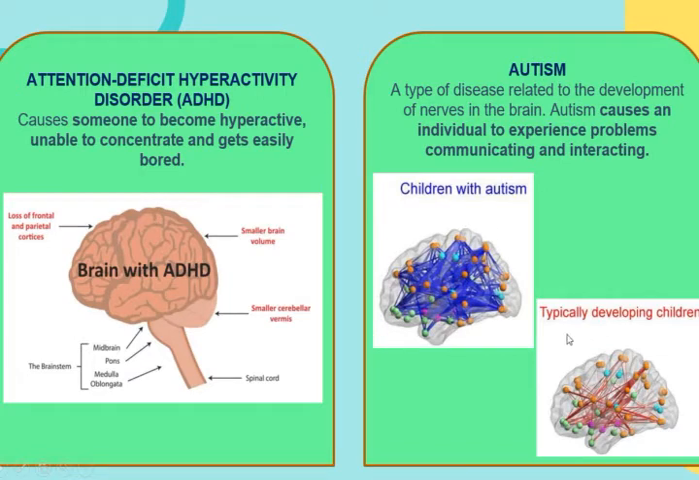This is referred to the typically developing children, so this one is for normal children. An autistic individual will have a problem communicating. They cannot talk normally, cannot think normally, and cannot interact with other people, because of the development of the nerves in the brain.